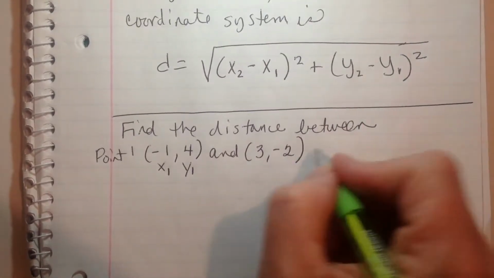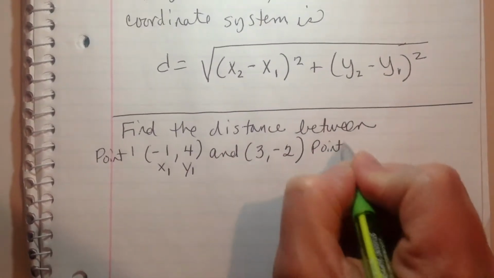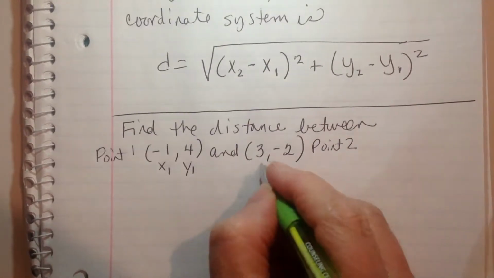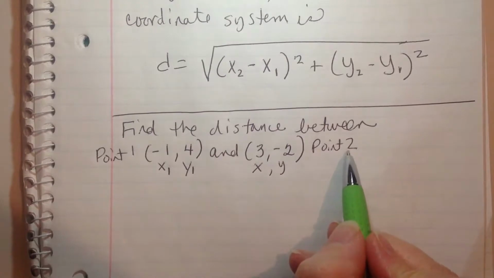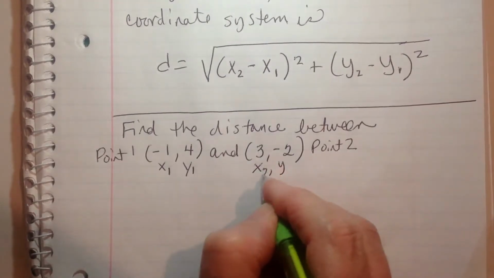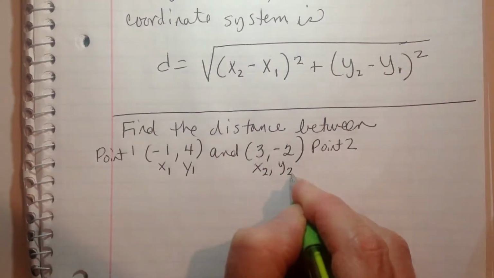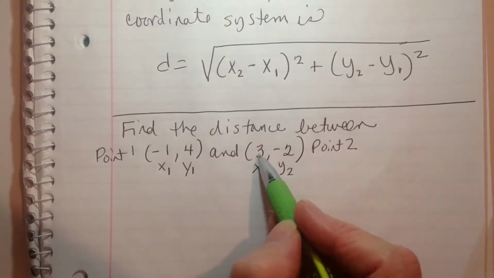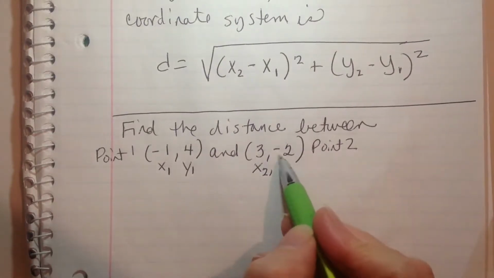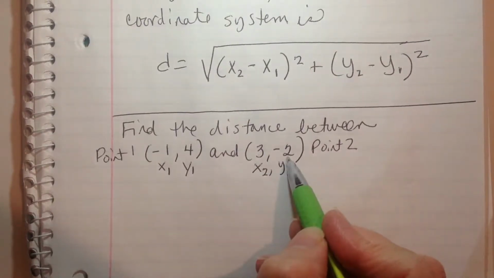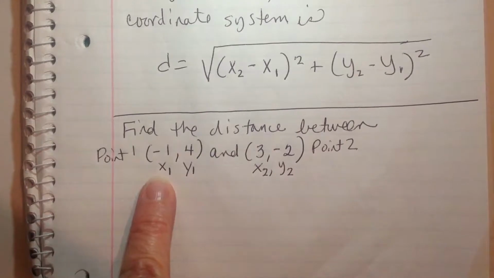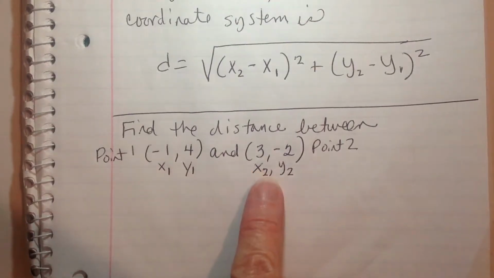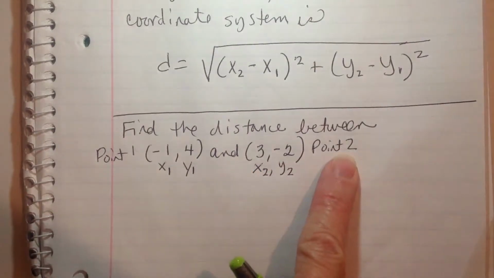Now this second point, I'm going to label this point 2. Again, it's an ordered pair. The first one's x, the second one's y. But since this is point 2, I'm going to give these x's and y's little subscripts of 2. X sub 2 is 3, y sub 2 is -2. We use subscripts to distinguish that both of these are x's, but x sub 1 comes from point 1, x sub 2 comes from point 2.